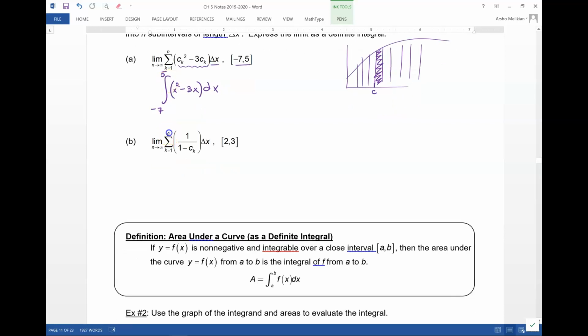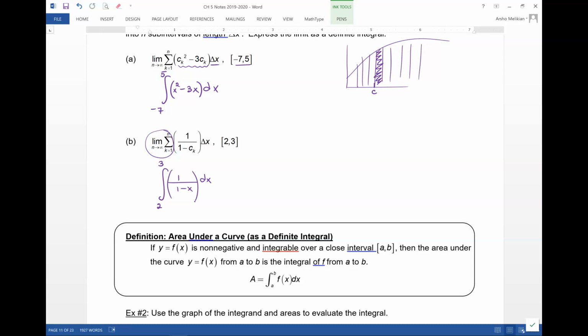So here again, this whole thing is just the integral. And then here, my function used to be 1 over 1 minus x before I substituted c values in there. dx from 2 to 3. Okay? You'll figure out when to put the parentheses and when not to, but let's put it in for now.